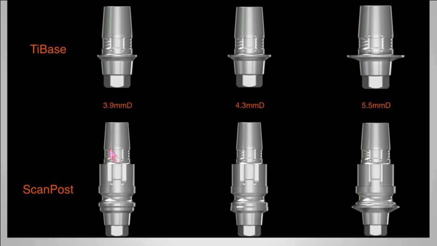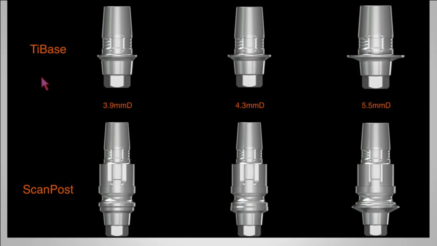Now, the benefit of the scan post is that it allows a clinician to scan intraorally without the risk of losing the tie base subgingivally, and additionally, it allows the clinician to identify the notch that is visible in the tie base. It elevates the platform so that this notch is visible above the gum line so that the clinician can line up the scan body. I'll explain in just a moment.